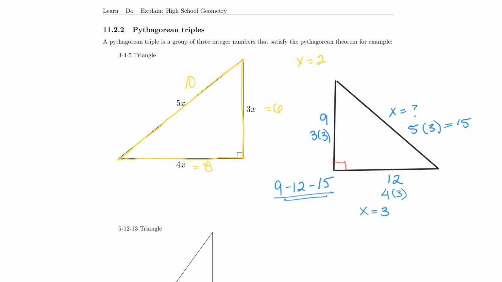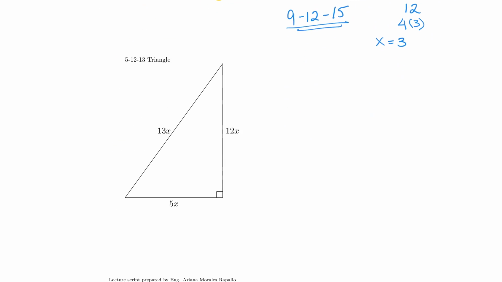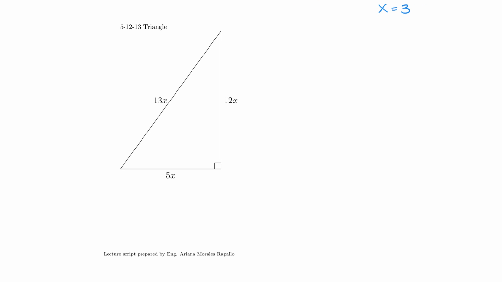Okay, so let's move on to the next Pythagorean triple. And we have the 5, 12, 13 triangle. Same concept as before. If one side is 5 and the other side is 12, then we know that the hypotenuse is 13. Again, it works also for multiples of this number.